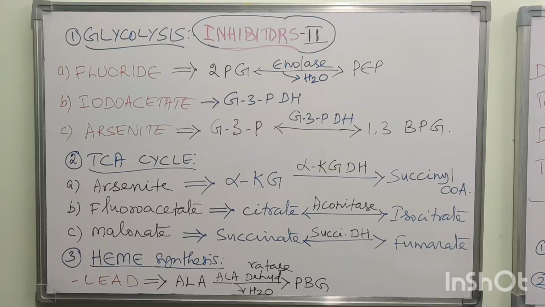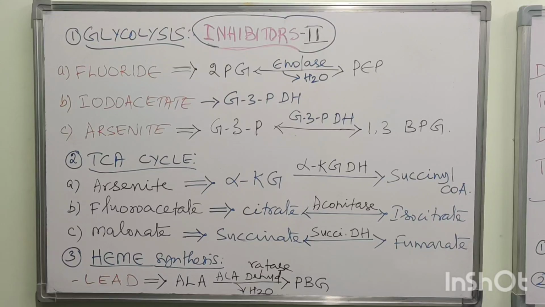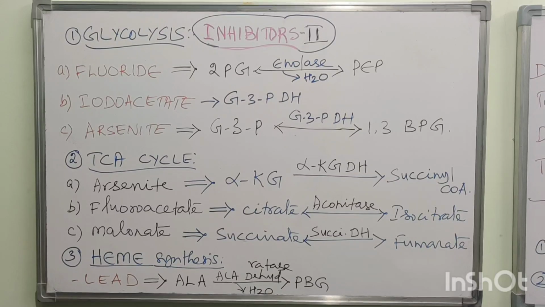And the third one is the heme synthesis topic. We have one inhibitor, that is lead, which inhibits the second step of heme synthesis, that is conversion of ALA, alpha aminolevulinic acid, into porphobilinogen. Here the enzyme is ALA dehydratase, that is a dehydration step. One molecule of water is released. Conversion of ALA to PBG, that is porphobilinogen, right? So these three topics, glycolysis, TCA cycle and heme synthesis, come under inhibitors 2, right?